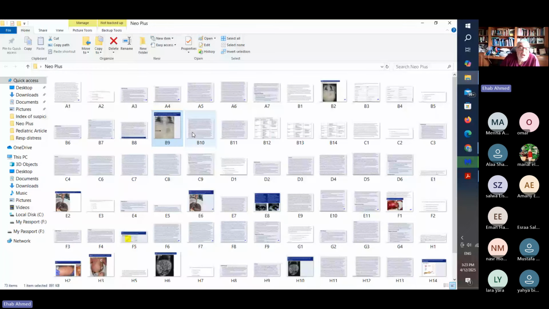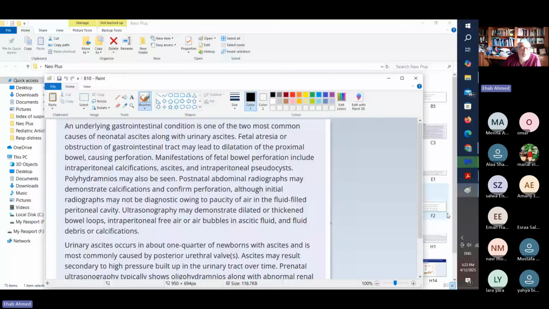An underlying GI condition is one of the two most common causes. We said that the two most common causes of ascites are urine ascites and GI problems. Fetal atresia or obstruction may lead to dilation of the proximal bowel, and he's going to talk about polyhydramnios. And then the most common cause of urine ascites is posterior urethral valves.